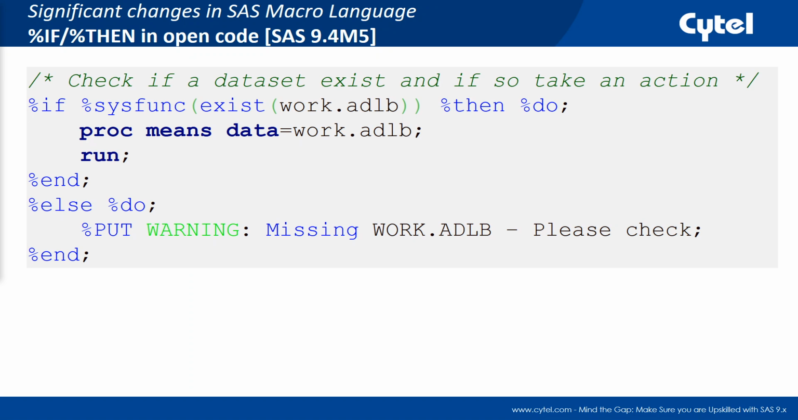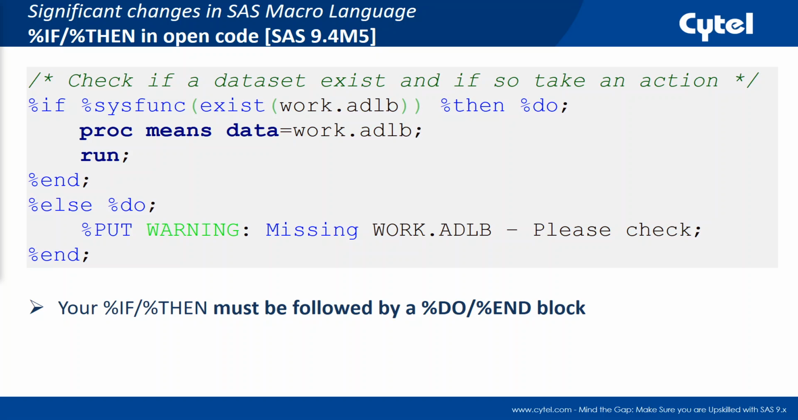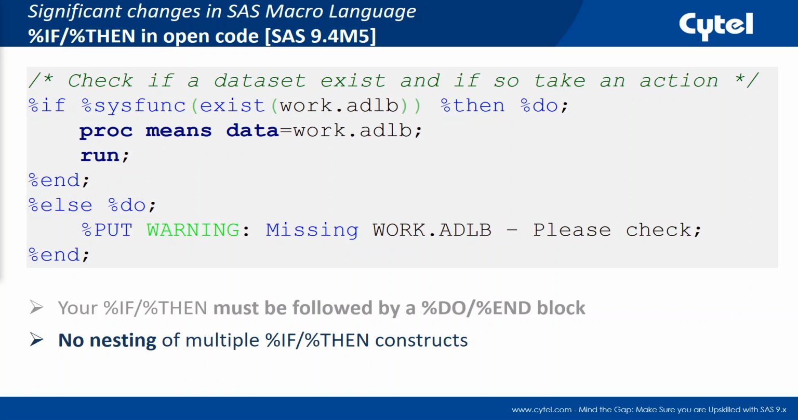Like the example in this slide, where before running the PROC MEANS, I wanted to make sure the dataset ADLB exists. For example, a previous part of the code may have ended with an error, and therefore the ADLB dataset was not generated. There are, however, a few limitations. For example, your %IF-%THEN must be followed by a %DO-%END block for the statement that you want to conditionally execute. And the same is true for any statement that follows the optional %ELSE branch of the condition. And also, you can't have any nesting of multiple %IF-%THEN constructs. If you need that flexibility, you can do that, but within a %MACRO %MEND wrapper.